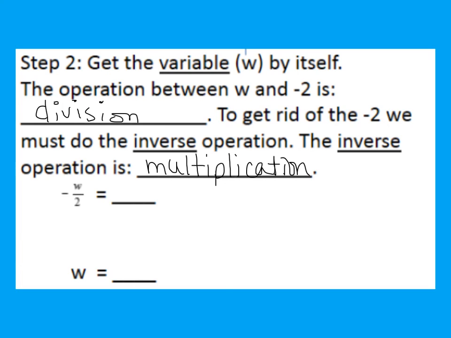Now we said a negative w over 2 equals 1. So here, since this is division, we have to multiply. We're multiplying by a negative 2, or in other words, a negative 2 over 1. These cross-reduce and become 1s. So now we have our w. 1 times negative 2 is negative 2. So w equals negative 2.